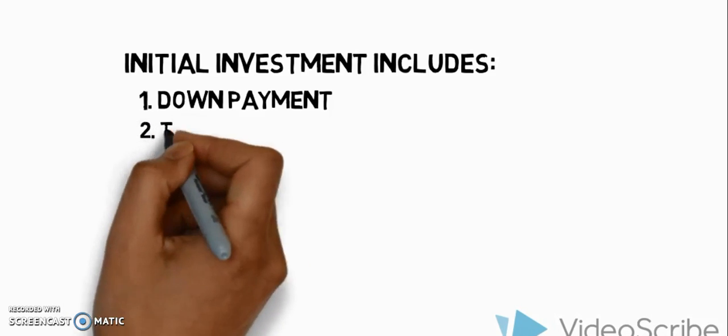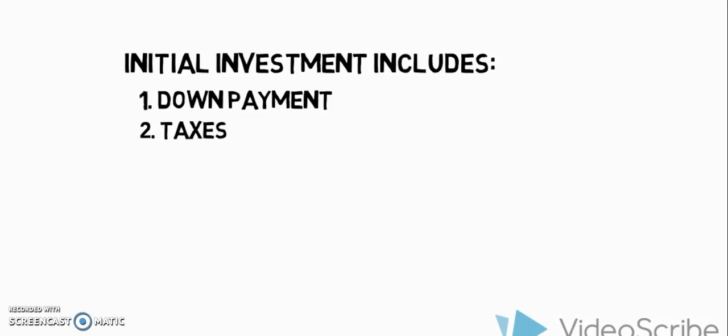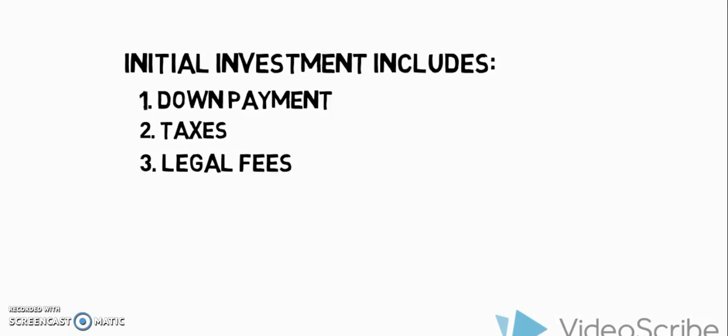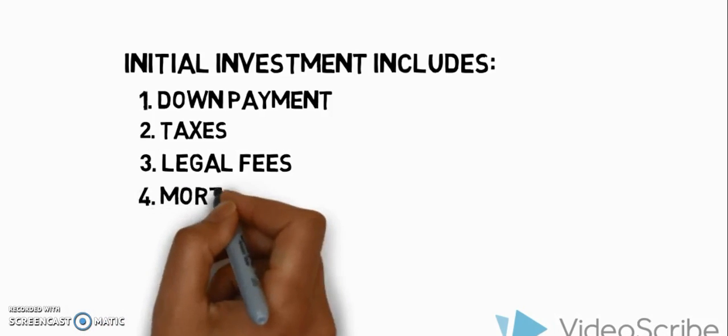Second item included in initial investments is taxes. Different jurisdictions imply different taxes on real estate transactions. Let's say in the province of Ontario there is a provincial land transfer tax. In the city of Toronto, a city land transfer tax. Next item, legal fees. Legal fees include lawyers' fees, title insurance costs, and different registration fees.